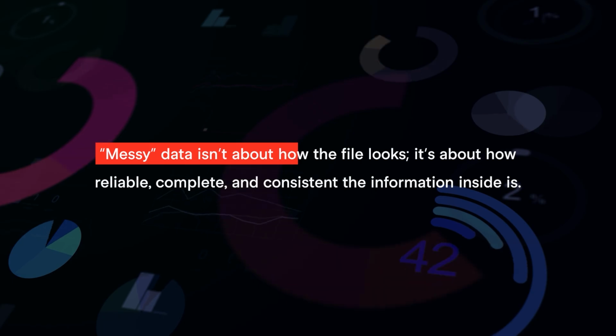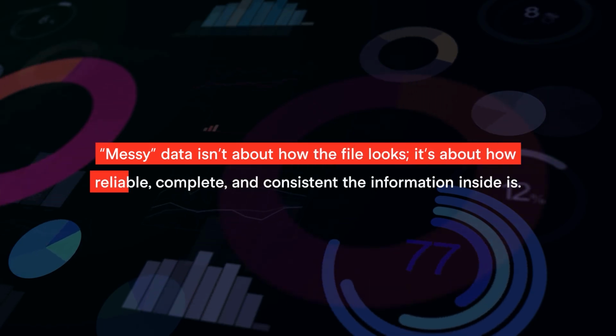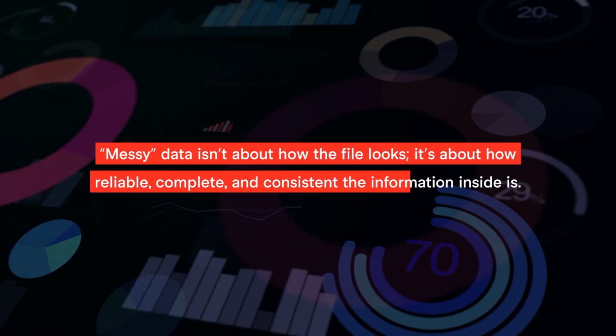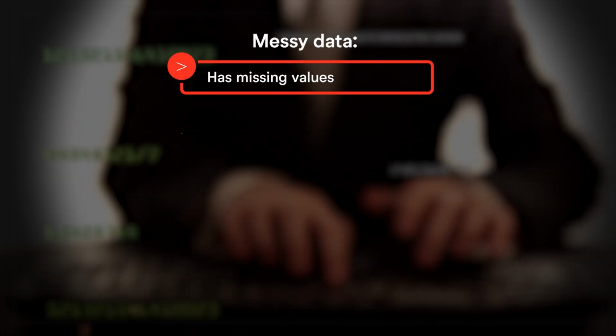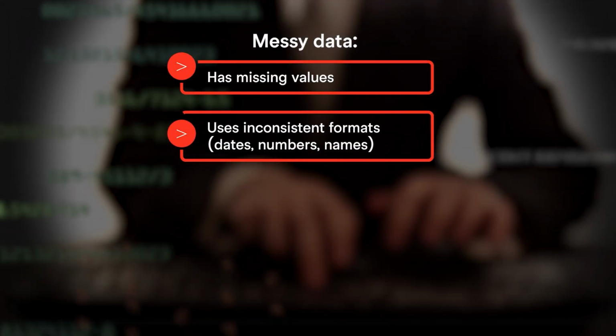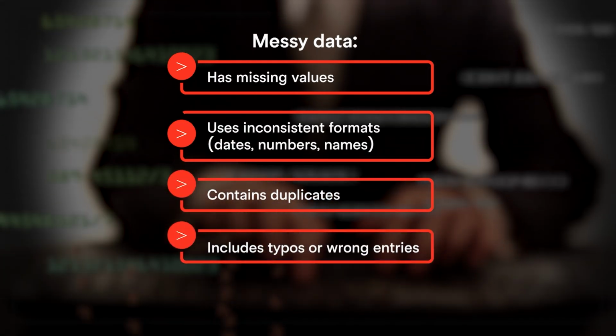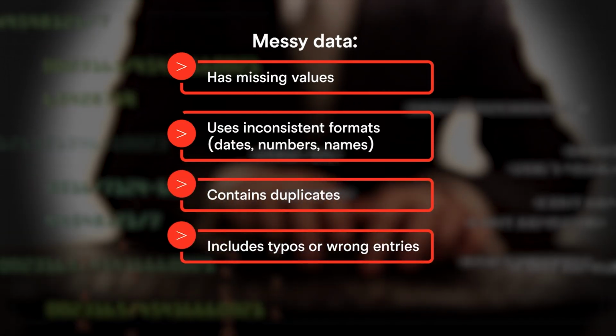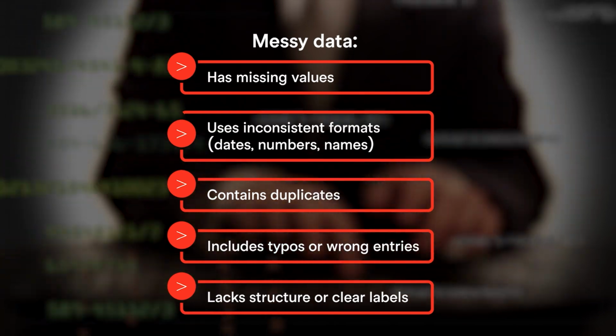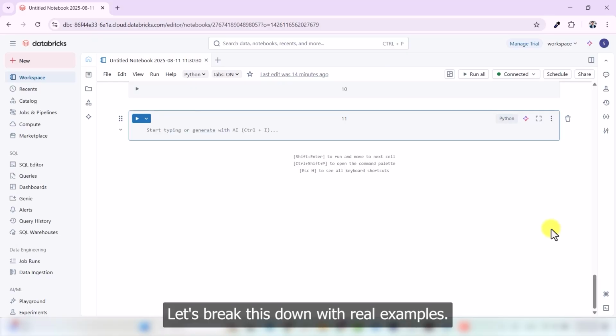Messy data is not about how the file looks. It's about how reliable, complete, and consistent the information inside is. Messy data has missing values, uses inconsistent formats, dates, numbers, or names, contains duplicates, includes typos or wrong entries, lacks structure or clear labels. Let's break this down with real examples.